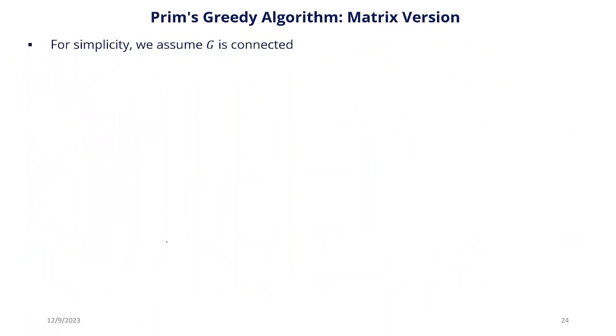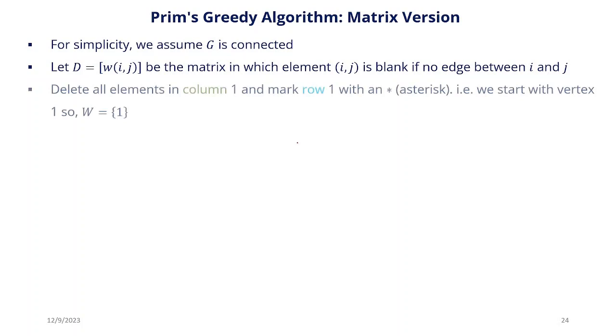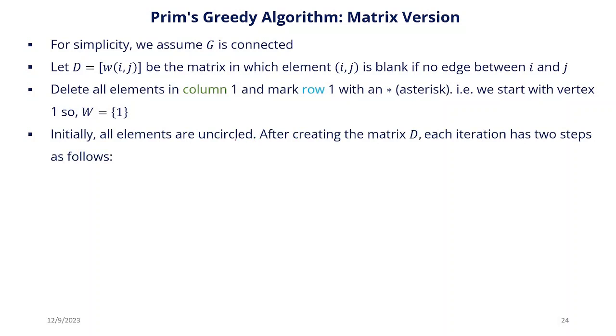For simplicity, we will assume that the graph G is connected. Of course, if the graph is not connected, we cannot find the spanning tree. So let D equal Wij be the adjacency matrix, whose element is blank if there is no edge between i and j. Definitely this is an adjacency matrix. We are going to delete all elements in the first column of the matrix and mark row 1 with an asterisk. So we start with vertex 1. Initially, all elements are encircled.